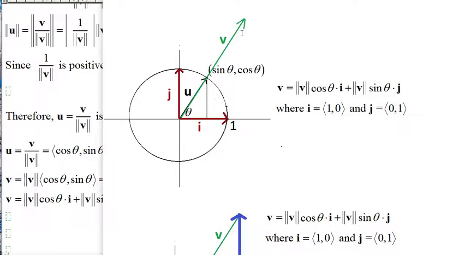So this is the vector V right here, and this is the unit vector U, which is V divided by the magnitude of V. This is the standard unit vector I, and this is the standard unit vector J. And so we can write this vector V as the linear combination of magnitude of V times cosine of theta times I, plus magnitude of V times sine of theta times J.